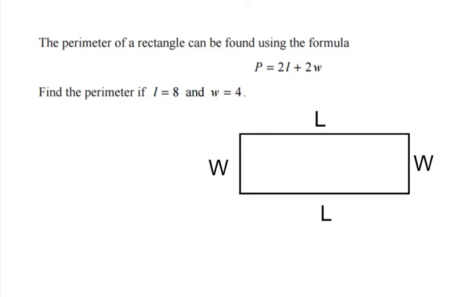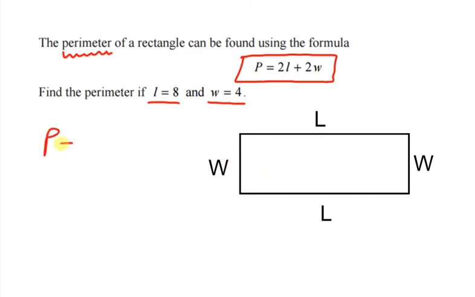Okay, now this is what a typical word problem would look like for evaluating expressions. It says the perimeter, and we know what perimeter means, it's the distance around something, of a rectangle can be found using this formula. P equals 2L plus 2W. And in this case, P means perimeter. So perimeter equals all of this. Find the perimeter if L equals 8 and W equals 4. And I have a little picture here for you just to give you a visual, but you don't have to have a picture because you have your formula.